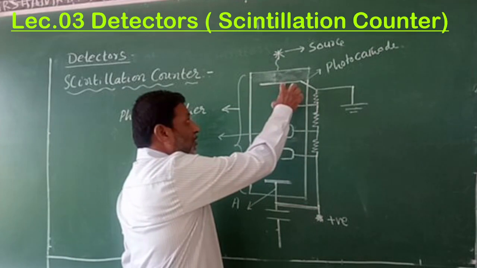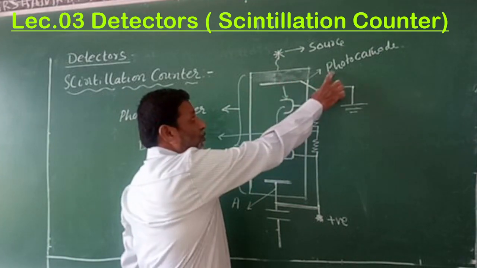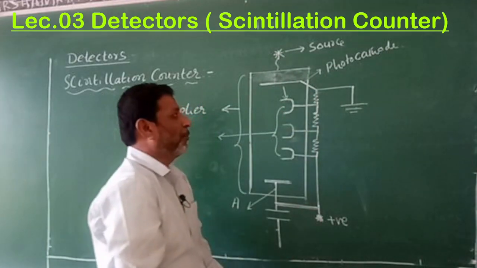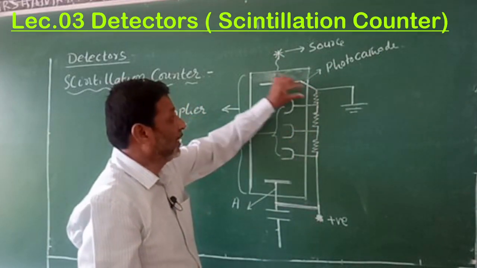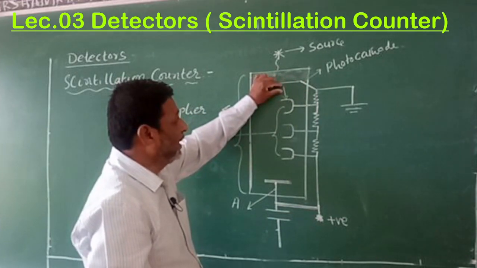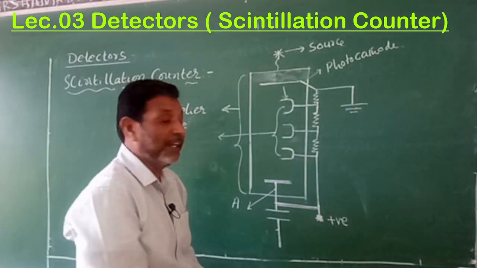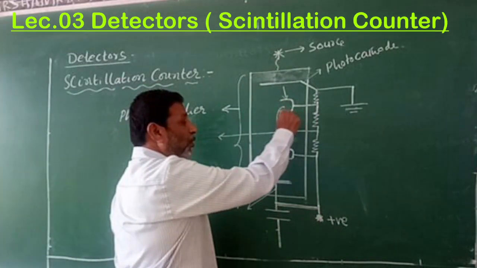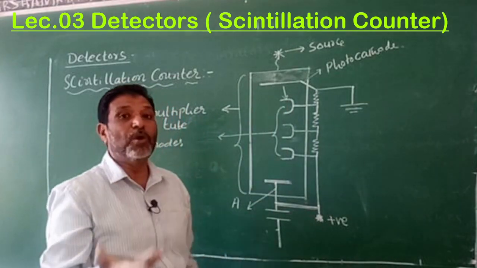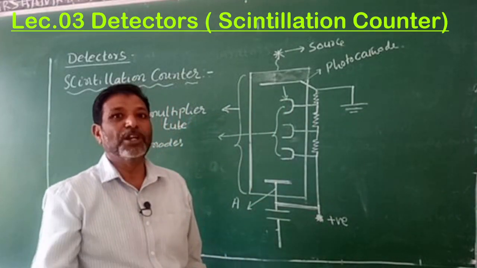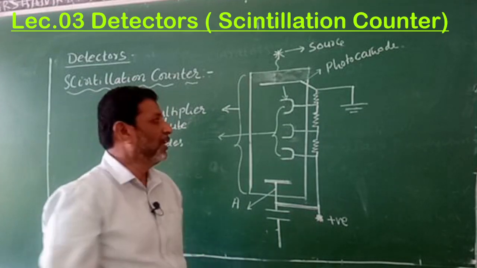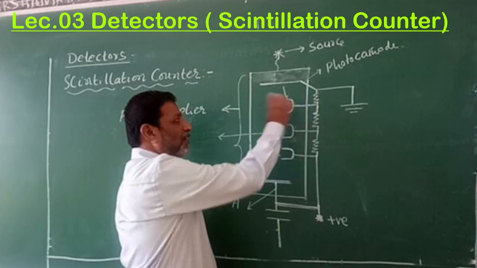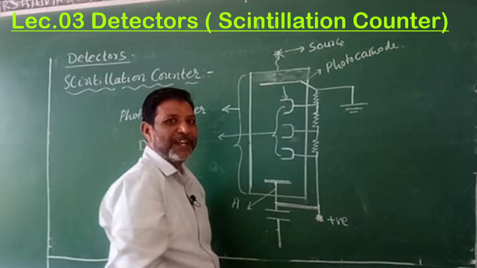Now, the electrons released from the photocathode are accelerated by the applied potential difference, isn't it? As a result, they gain energy and move forward. When those electrons strike the dynode surfaces, more electrons are released. Let us consider, for our understanding, that when one electron strikes it, it releases 10 electrons, isn't it?